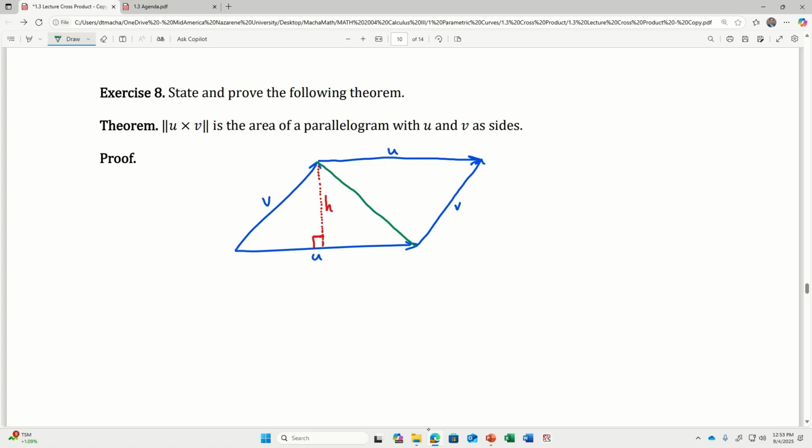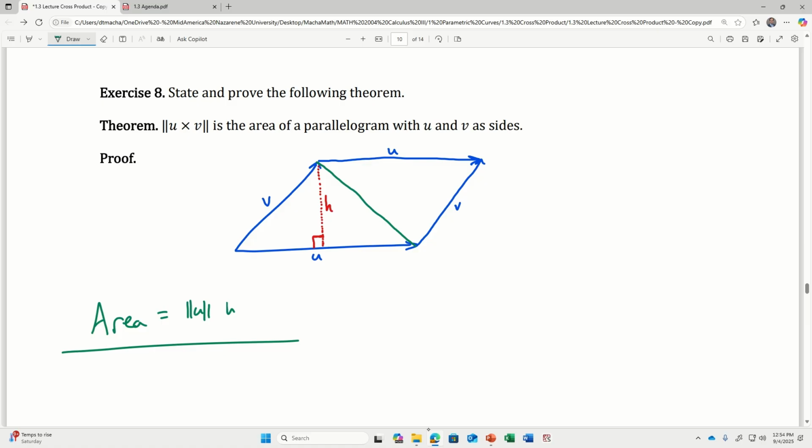What's the area of a triangle? Do you remember that one? 1/2 base times height. So the area of one triangle is going to be 1/2 base times height. And the area of the other triangle is also going to be 1/2 base times height. But these triangles have the same height and the same base. So it's really just going to be base times height. The area of a parallelogram is just base times height.